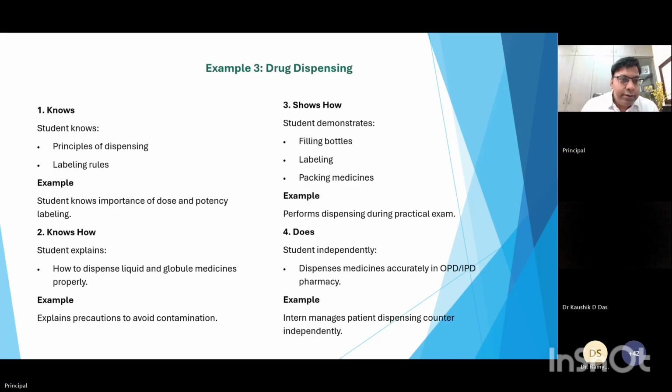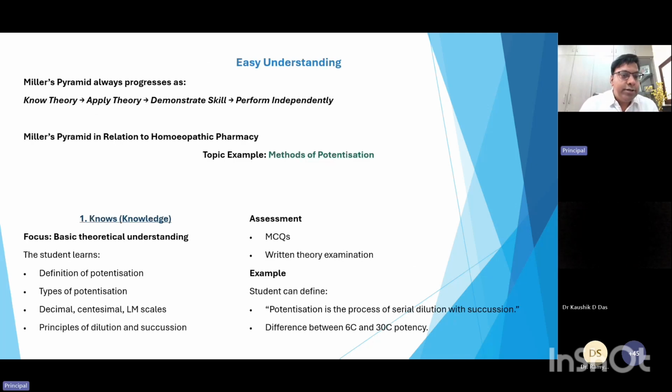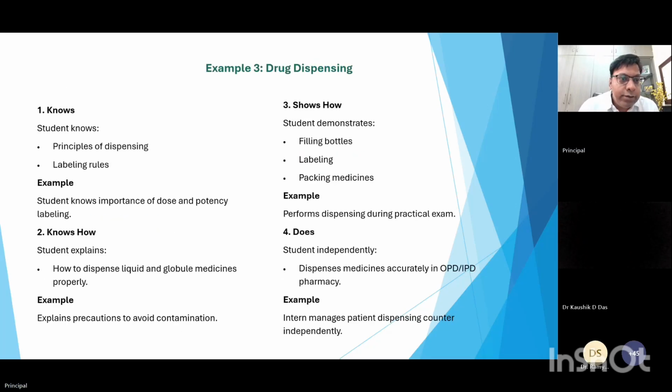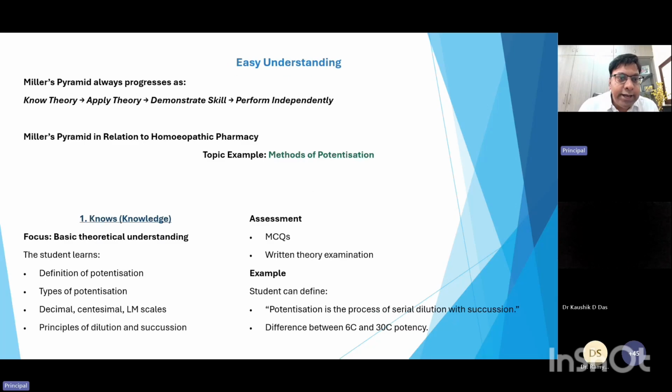drug dispensing. So there are several examples. I will be very happy to share this PPT with all dear faculties who are connected here. So you can go through these slides in detail even after the completion of this session. So I'm just quickly elaborating and moving ahead. This is drug dispensing, and then another slide for easy understanding.